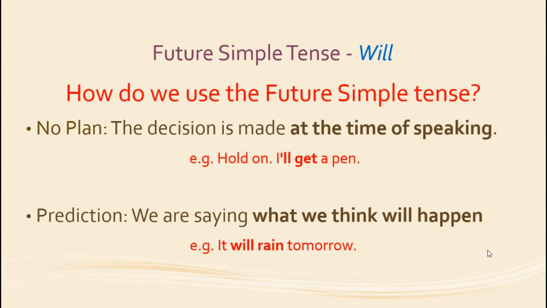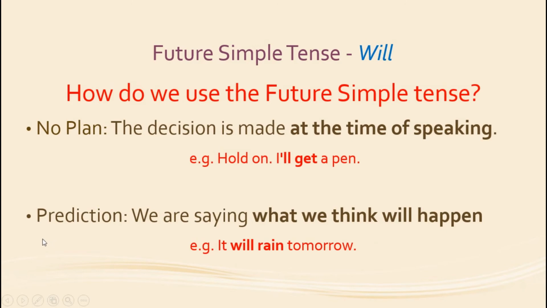Now, how do we use the future simple tense? When do we use it? We use it with no plan, when the decision is made at the time of speaking. For example, hold on, I'll get a pen. We made the decision at that moment, not before. It was not planned.